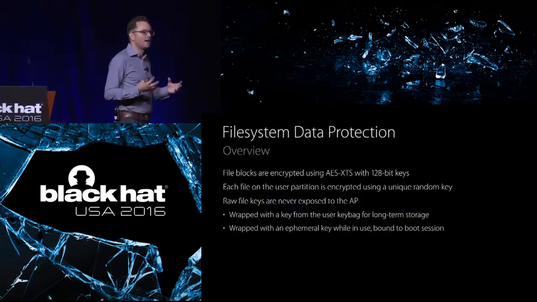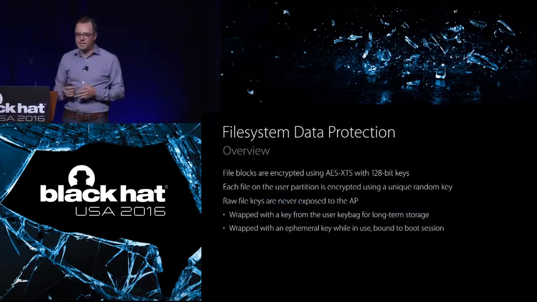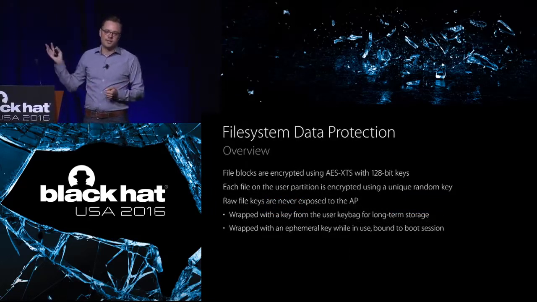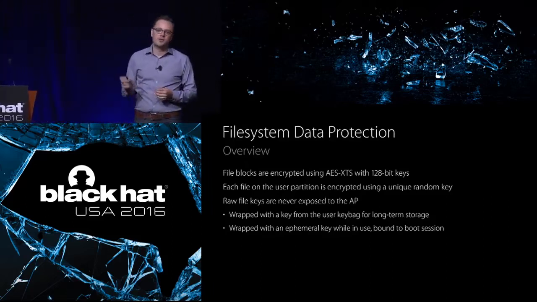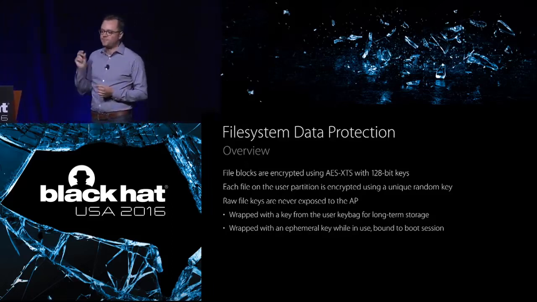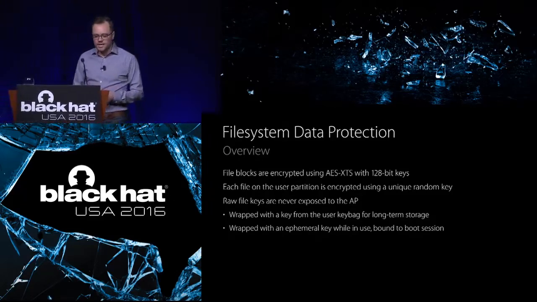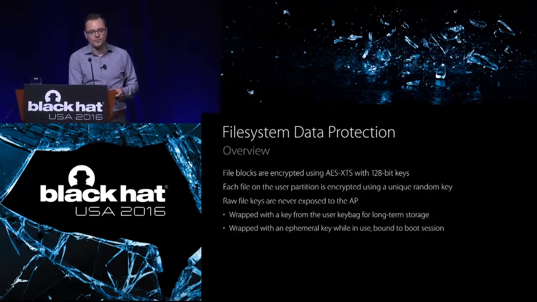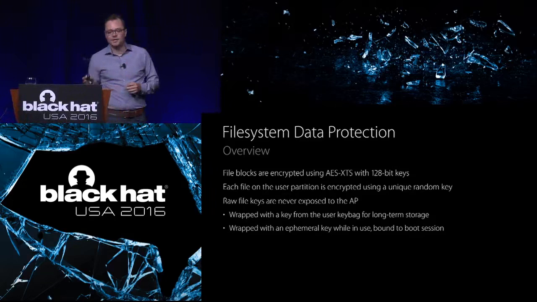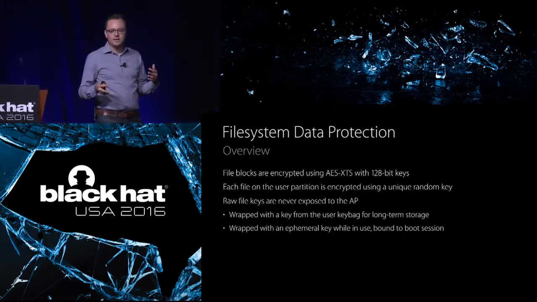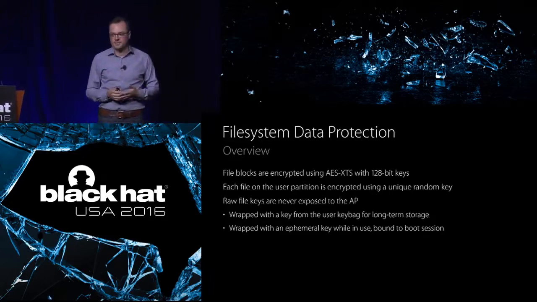So now that you understand how the keys work, the question is, how do we use this to actually protect file system data? File blocks themselves are encrypted with AES-XTS with 128-bit keys. But the thing to know is that each file actually has its own unique random key that is generated by the SCP for it. And those raw file keys are never exposed to the normal application processor. Instead, they're wrapped with a key from the user key bag for long-term storage. And remember, those keys can only be unwrapped by the SCP.